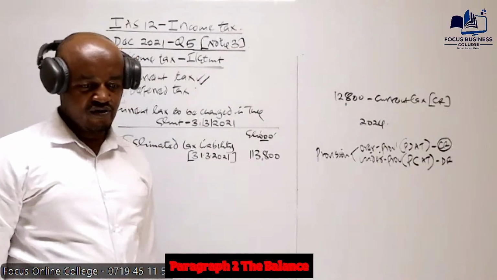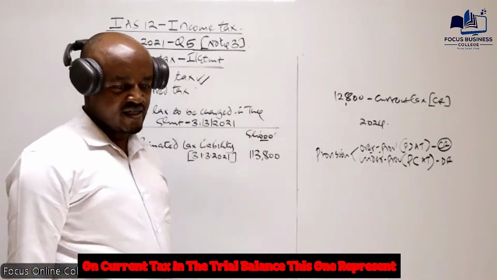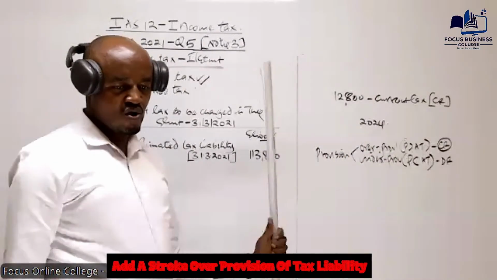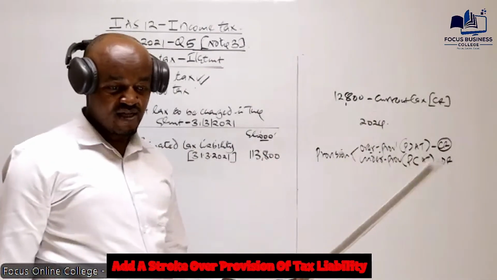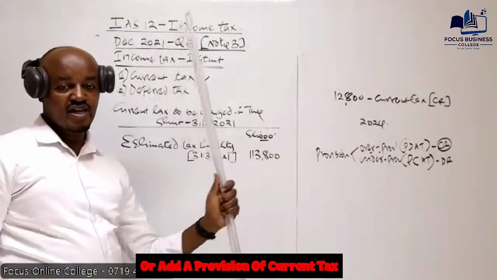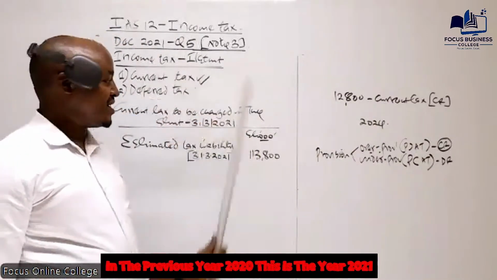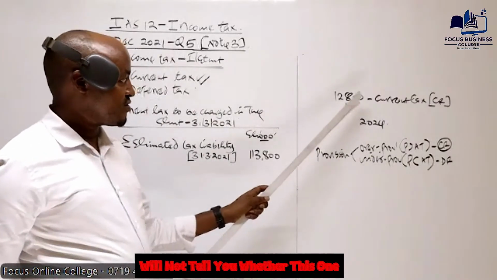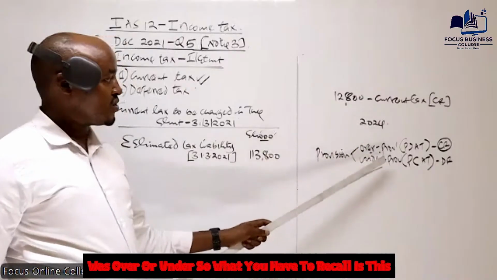Sentence paragraph 2. The balance on current tax in the trial balance represents an over or under provision of tax liability in the year 2020. So this is an over or under provision of current tax in the previous year 2020. This is the year 2021. Now, we said the examiner specifically will not tell you whether this one was over or under.